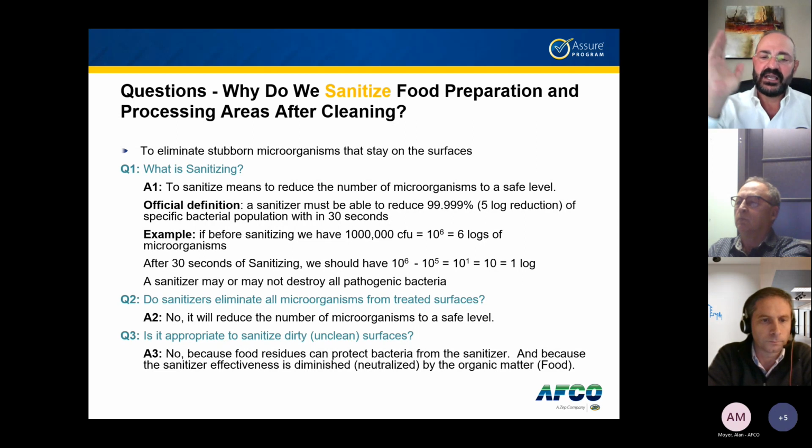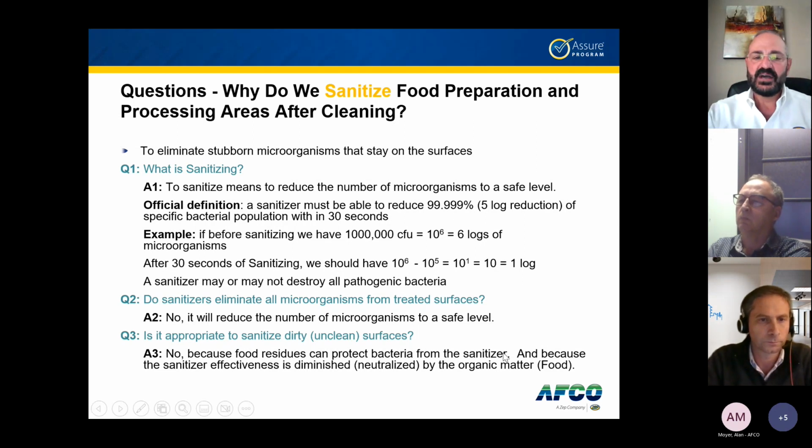The sanitizer is applied and reduces the number by 5 log reduction, and that means the bacterial level on the surface is a safe level. Whereas when we process the food on this processing equipment that has been sanitized, the equipment will not cause any microbial contamination to the food or cause any harm to the consumers.